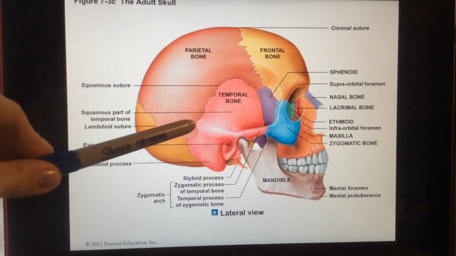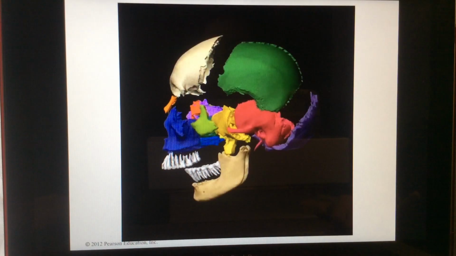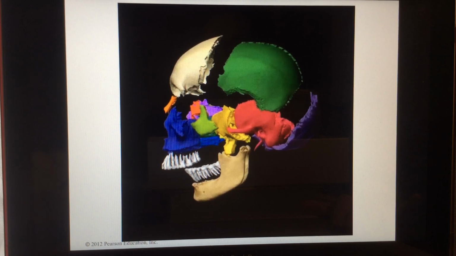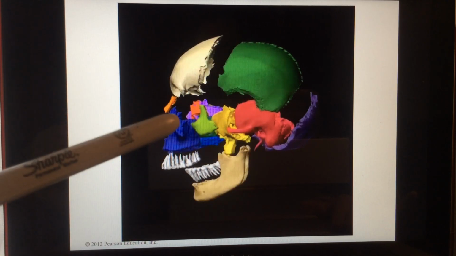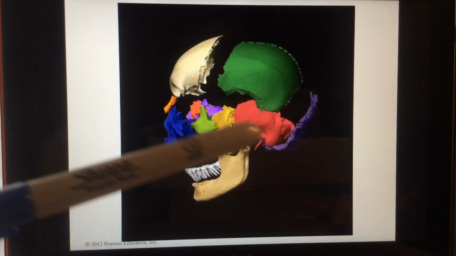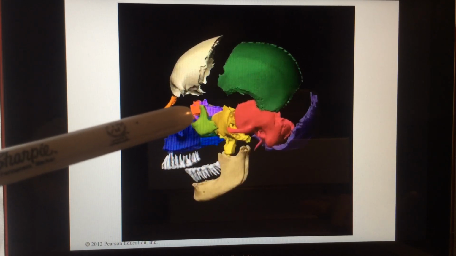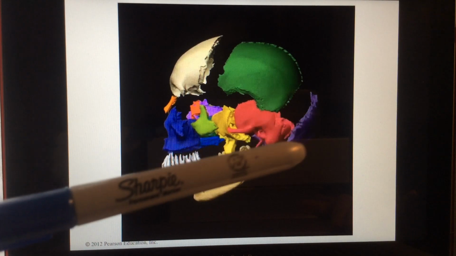Right here. Great. 8 cranial bones: occipital, parietal, frontal, temporal, sphenoid, and ethmoid. So hopefully we'll be able to go through these a little bit quicker now that we've talked about the location and more of the finer details. Starting with the occipital bone. In this view, you can appreciate more of the disarticulated cranial bones. So frontal bone, paired parietal bones, temporal bones, sphenoid, ethmoid. And we're going to start with the occipital, this purple bone in the back.